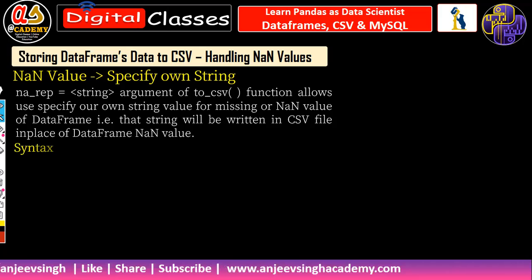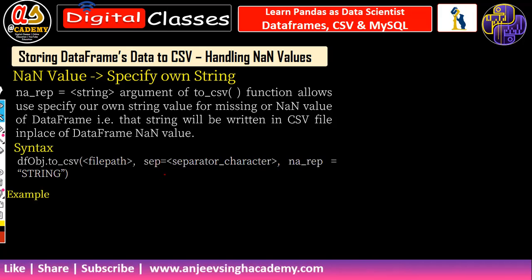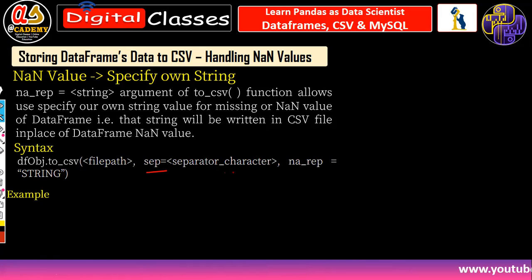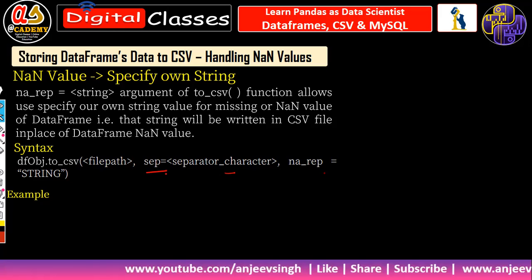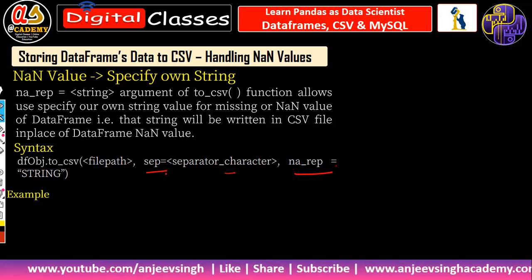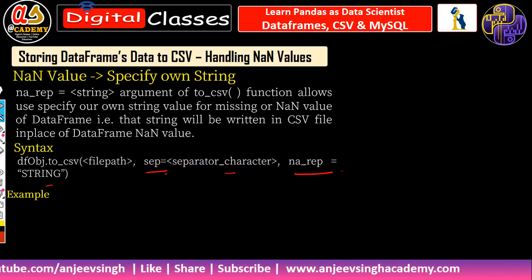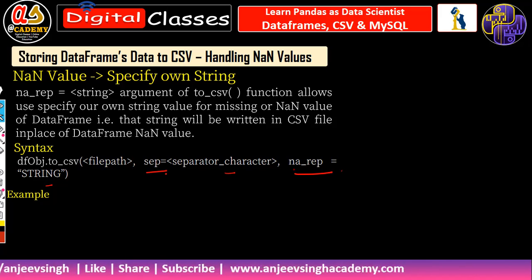So how can you use this concept? Everything is fine. If you want to give the separator character, you can mention it. You are free to mention it, and it is not mandatory. But if you want, you can give it. And now you have to write na_rep equal to a string, meaning mention the string that is to replace the NaN value.